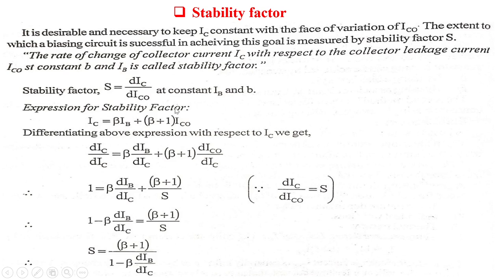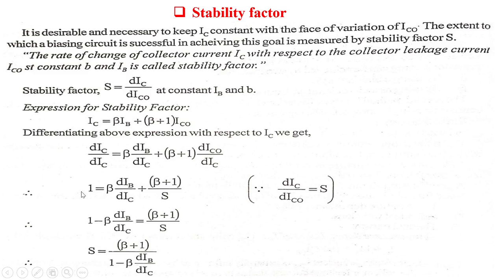Expression for stability factor: IC equals beta IB plus (beta plus 1) ICO. Now differentiating the above expression with respect to IC, we get dIC by dICO equals beta dIB upon dICO plus (beta plus 1) into dICO upon dICO.